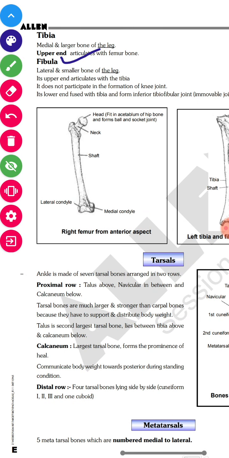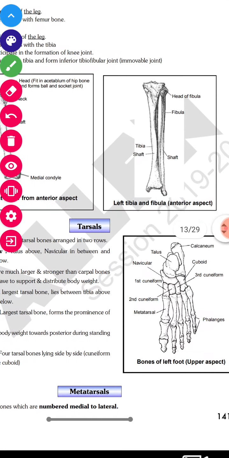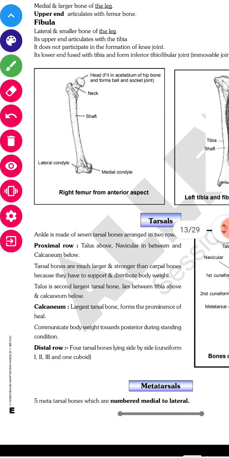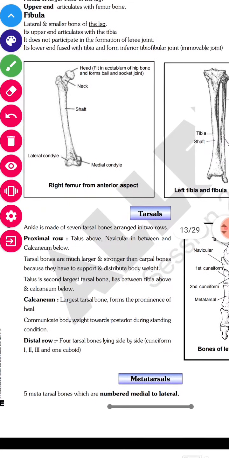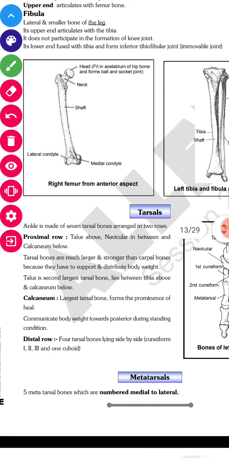Now patlu, that is the lateral side, small bone of the leg. The upper end articulates with tibia. You can keep in mind that this fibula is not attached to femur, it is attached to tibia, and the lower end is attached to which part? To the tarsals. The lower part is going to be fused with the tarsals.